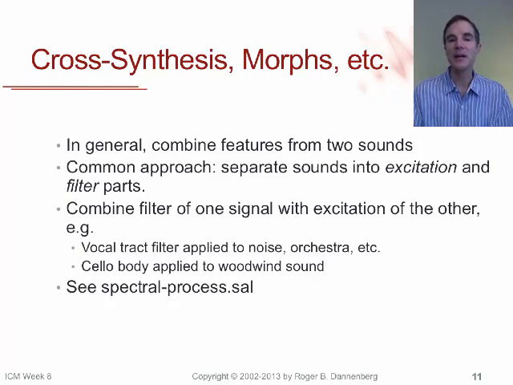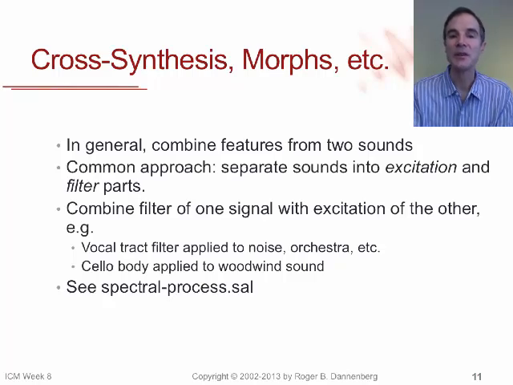But an example is, imagine that what the voice is doing is filtering sound, and so you could apply the vocal tract filter to noise or the sound of an orchestra, etc. Or you might take the cello body and apply it to a source, which is a woodwind sound. And there's some examples of this in spectralprocess.cell.